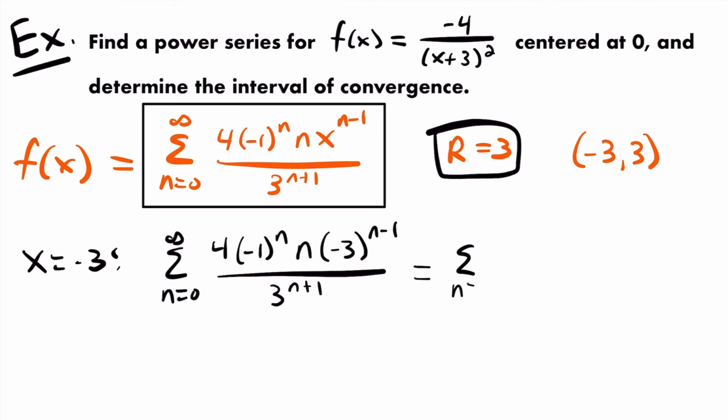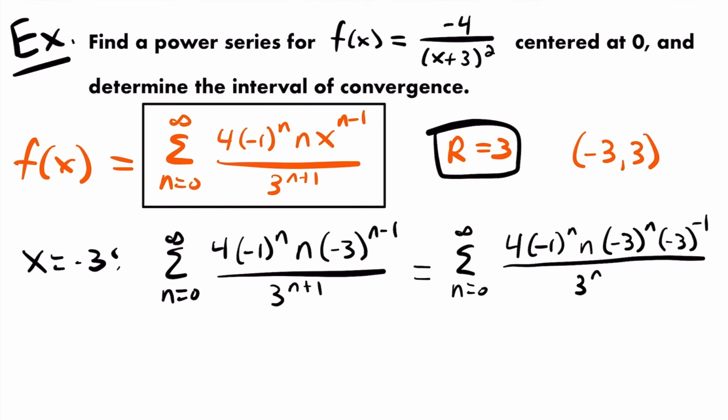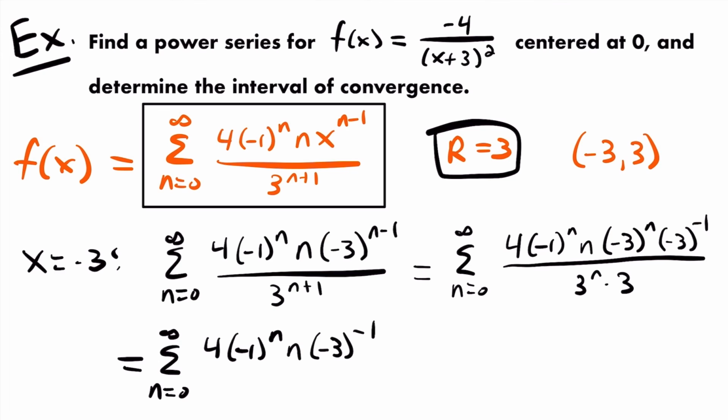So this will be equal to the sum from n equals 0 to infinity of 4 times negative 1 to the power of n times the negative 3 to the power of n times the negative 3 to the power of negative 1 divided by 3 to the power of n times 3 to the first power. Now we have negative 3 to the power of n in the numerator and 3 to the power of n in the denominator. We can combine those to be one fraction. Here's what I mean by that. This would be equal to the sum from n equals 0 to infinity of 4 times the negative 1 to the power of n times the negative 3 to the power of negative 1 divided by 3, and we can multiply that by negative 3 divided by 3 raised to the power of n.